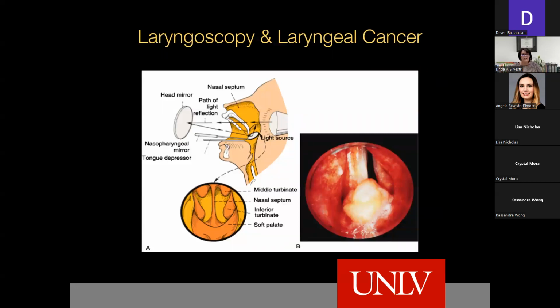Okay, so here is a laryngoscopy where they're looking into the larynx. And here is a picture on the right of laryngeal cancer, what they would see if that person had cancer. So just a picture of what it would look like to help you there. And we'll see what's next.